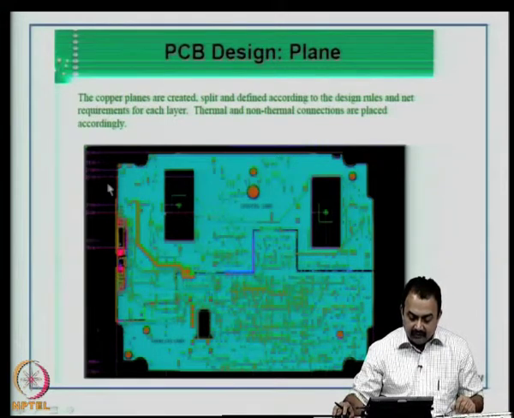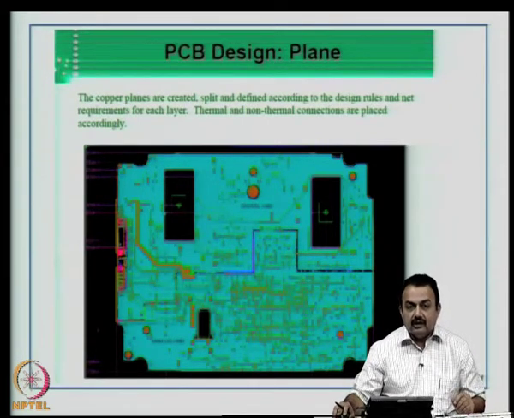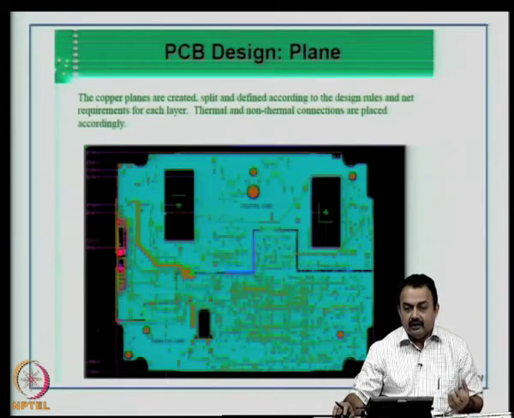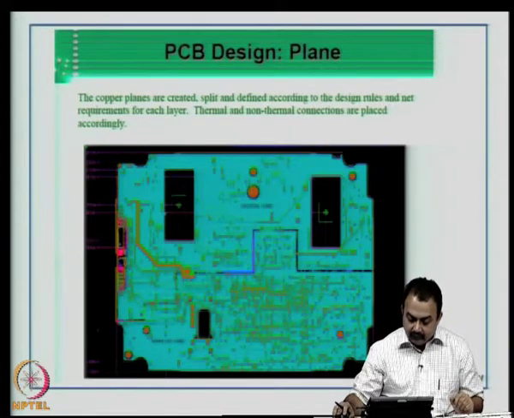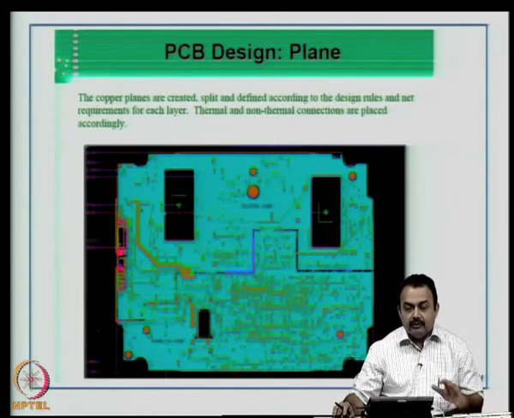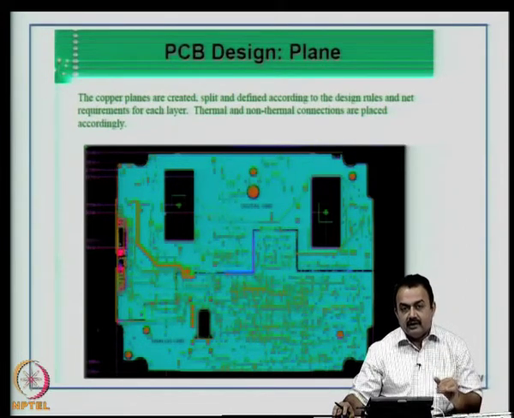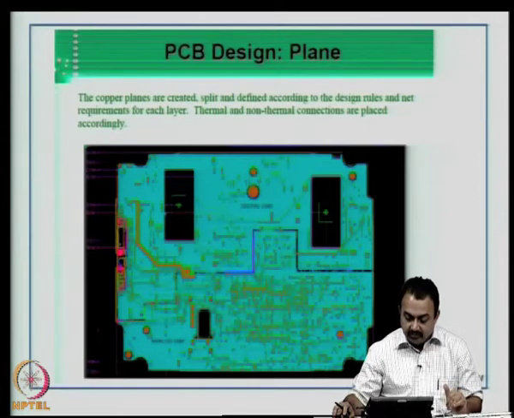The copper planes are created, split and defined according to the design rules and net requirements for each layer. Thermal and non-thermal connections are placed accordingly. Sometimes the copper can act as a heat sink, and therefore, vias can end in a plane. So, it requires the creativity of a designer to put these copper plane areas in the inner layer of a multilayer board and assign the tracks or lead the tracks to the plane.